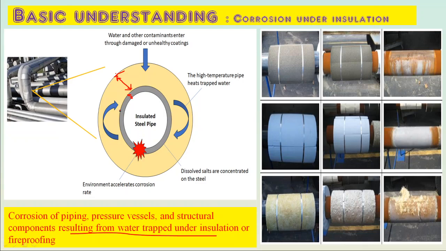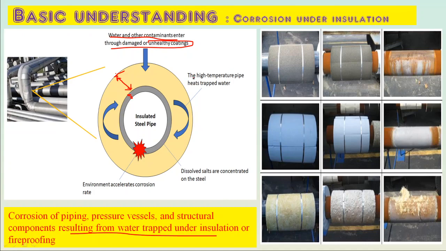plant performance. So when there is damage in the insulation, or when we have provided a sealing joint on the top and it may let rain water ingress, water and other contaminants enter through the damaged or unhealthy coatings. So any damage in the insulation or the joint will lead to moisture entrance in our insulation system.